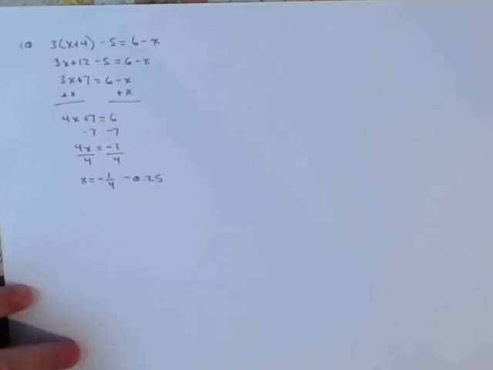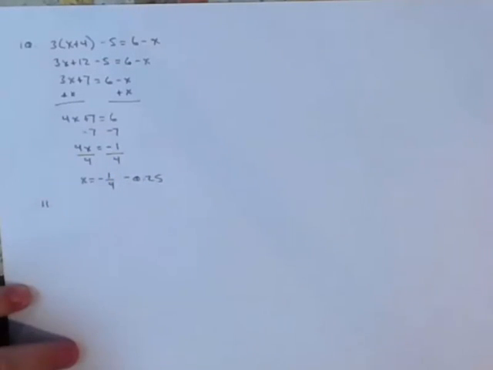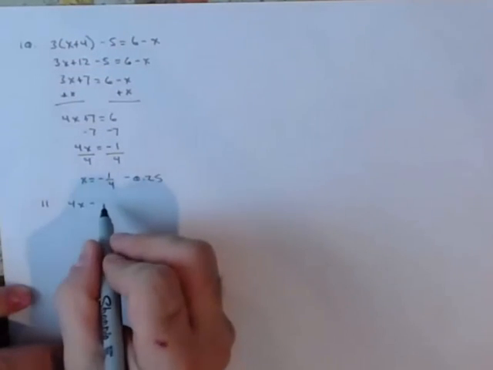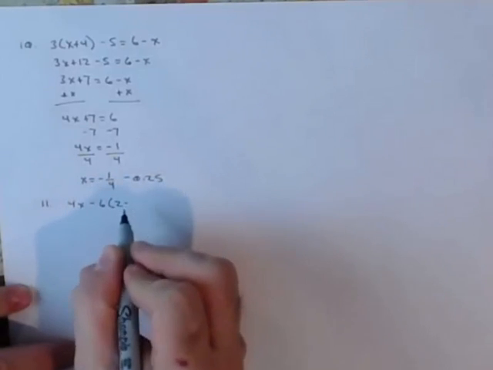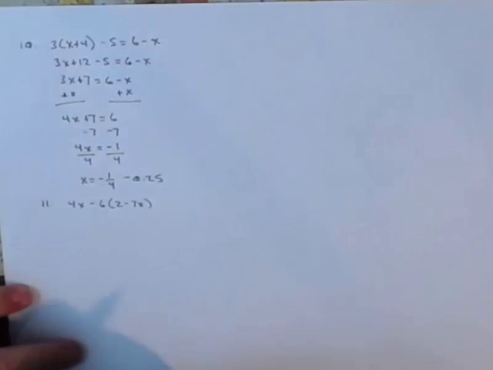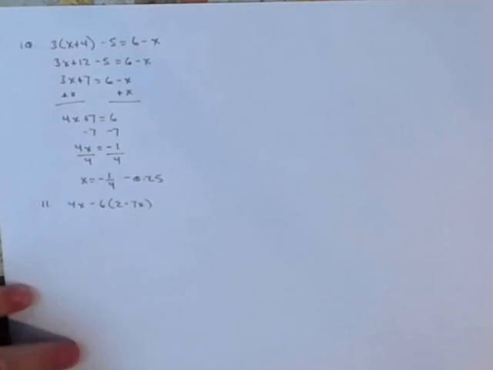Number 11 asks us to simplify. So what we're going to do is just go through and combine like terms. We're not going to be able to solve it. We're going to end up with a much simpler form of the same expression. Number 11, simplify 4x minus 6 times the quantity 2 minus 7x. See, there's no equal sign. We're not solving it. We're just writing the same thing in a simpler way.